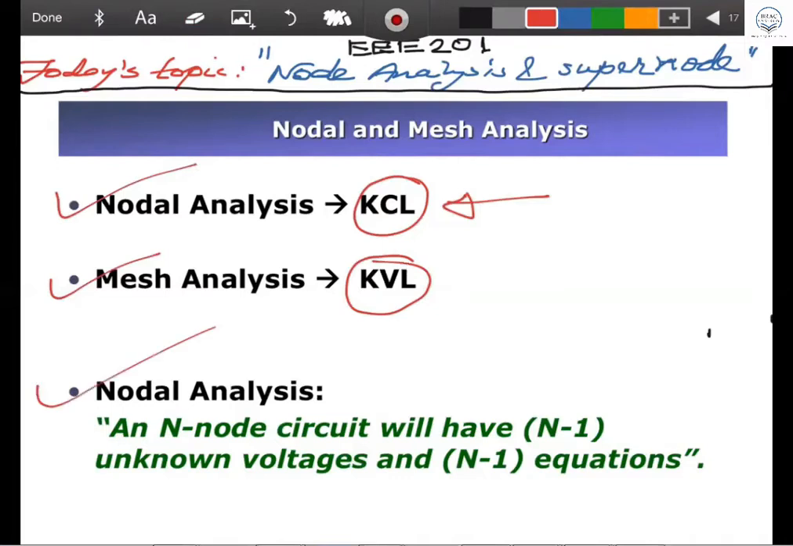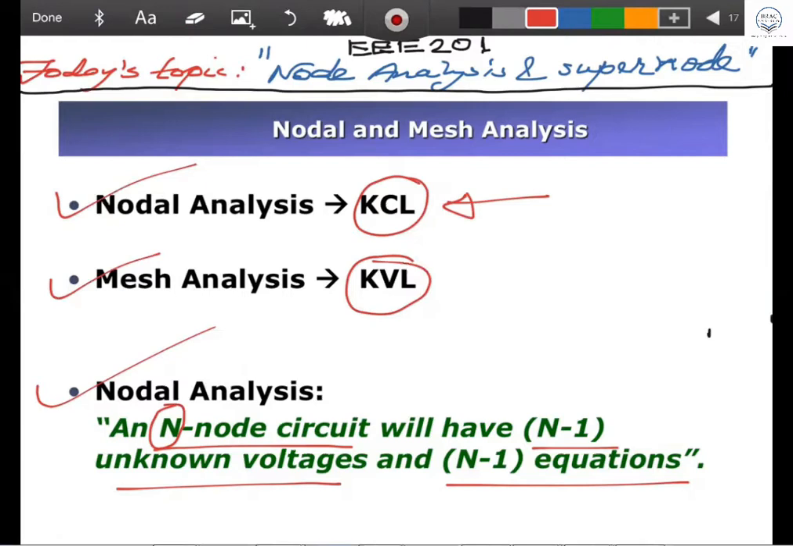Now, node analysis says that an n node circuit will have n minus 1 unknown voltages and n minus 1 equations it provides. That means in a circuit, if we ask you how many nodes there are, you can easily tell me, and that is the n number of nodes. In the last class we have seen what nodes and branches are, and what a path and a closed path, or closed loop, are.